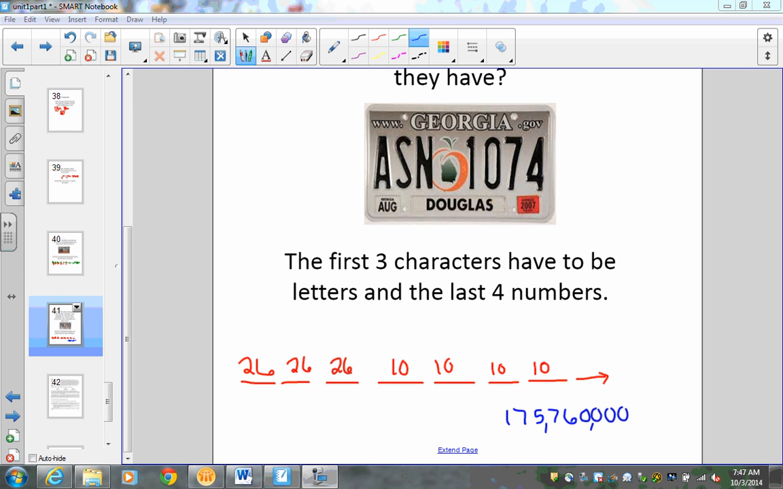The basics of how to find total outcomes when you're dealing with a whole bunch of numbers or a whole different type of scenarios when you come to number combinations.